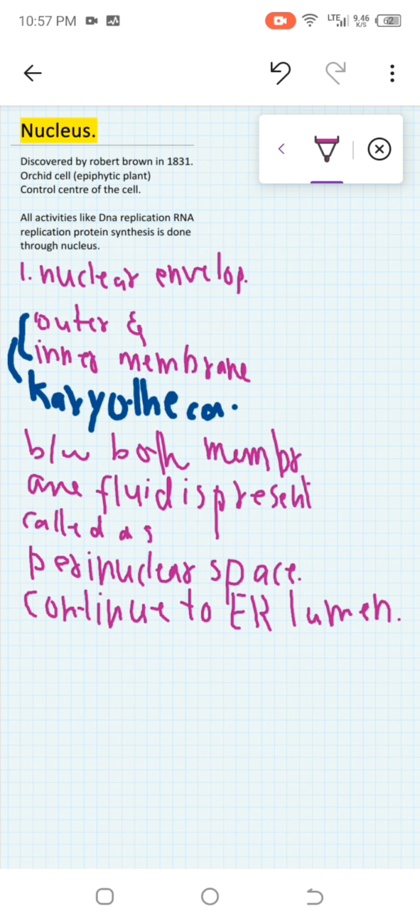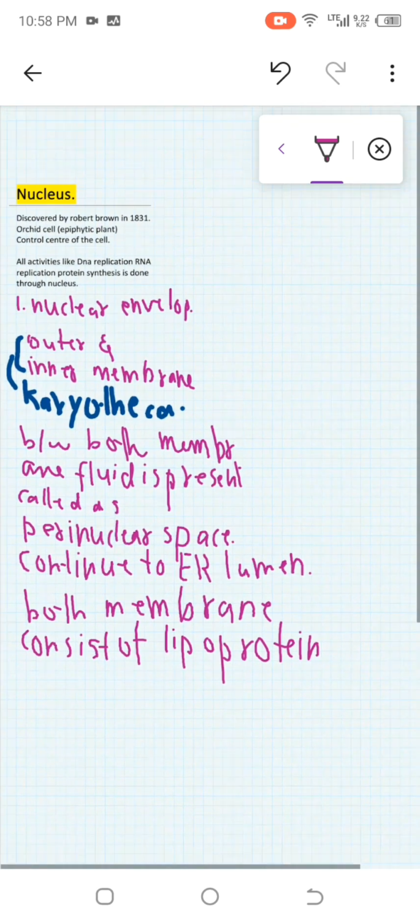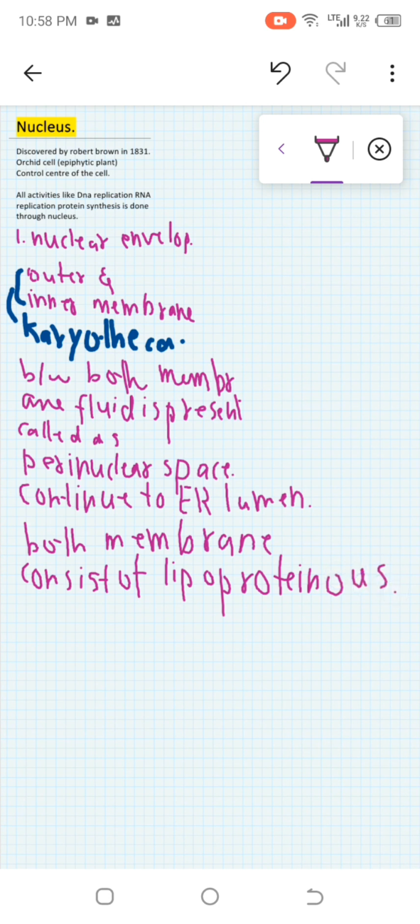After that, here we have the boundary of the nucleus, protection to the nucleus. The nuclear envelope is basically the boundary of the nucleus which protects the other constituents of the nucleus. Here we have two membranes, as I told you, the outer and inner membranes. Both membranes are lipoproteinous, consisting of lipoprotein, and inside there is filamentous protein.